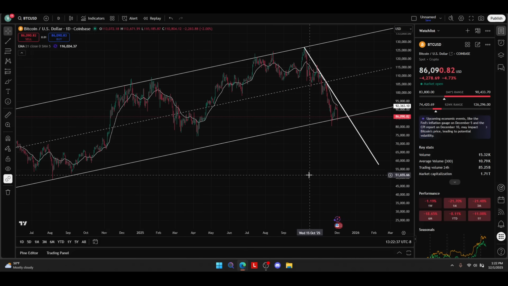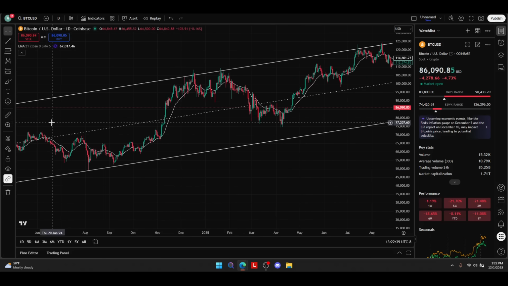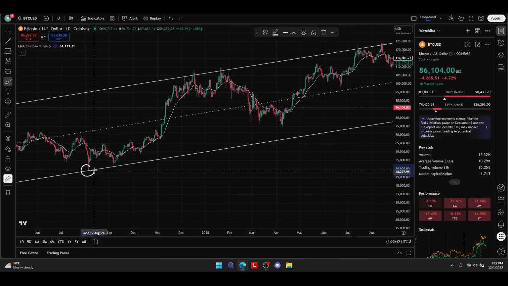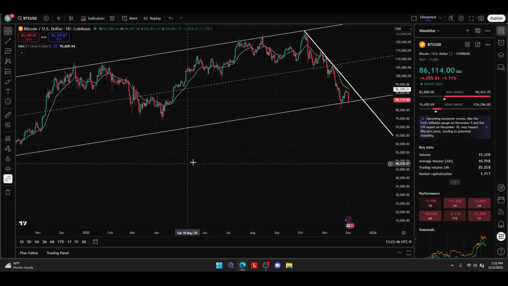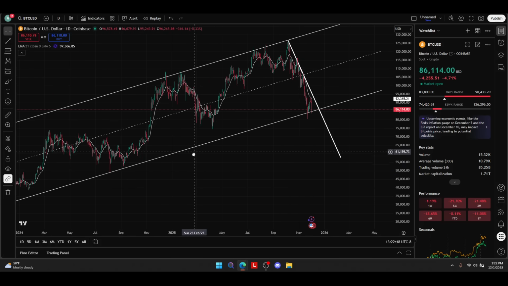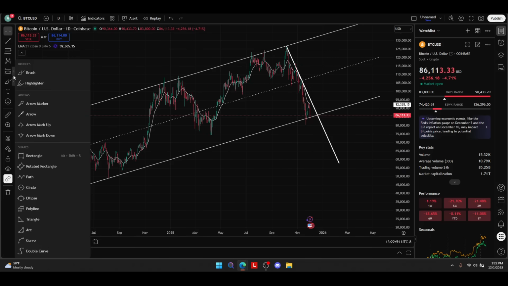So let me take a look at what happened historically. We made a significant low back over here in August of 2024. We made a higher low, and then we rocketed up higher. Are we doing the same thing again? It's not out of the question, right? It's not out of the question.